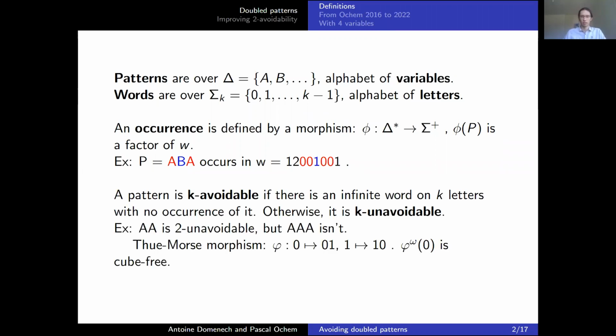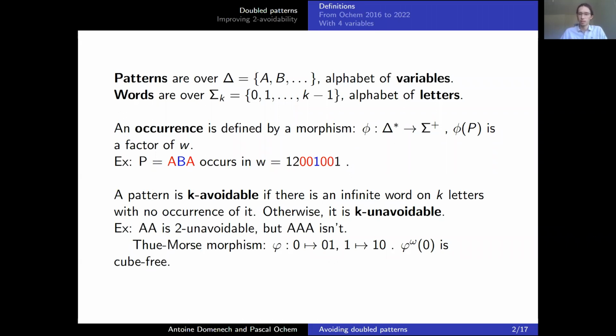And now let's define avoidability. We say that a given pattern is k-avoidable if there is an infinite word on k letters, so using the letters 0 to k-1, with no occurrence of the pattern. Otherwise, we say that it is not k-avoidable, or that it is k-unavoidable. For example, if you take squares, the pattern AA, then it is known that squares are not avoidable on two letters. The biggest square-free word that you can build is of size 3. You can try it. And it's another known result that cubes are avoidable on two letters.